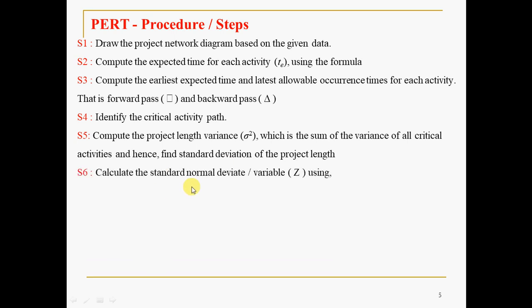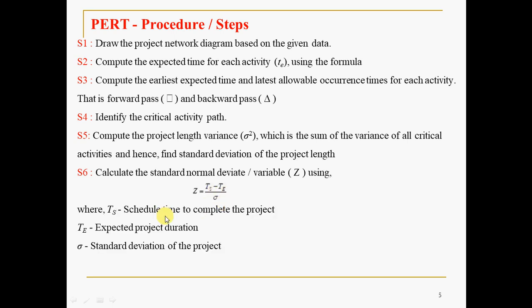Then calculate the standard normal deviate or variable, which is designated by Z, using again a simple equation, Z equals TS minus TE divided by sigma, where TS is the scheduled time to complete the project, TE is the expected project duration, sigma is the standard deviation of the project. Capital T stands for completion time of the entire project, small t means that of an activity.